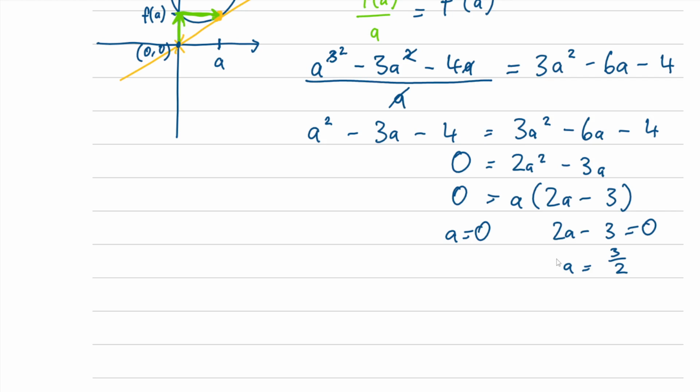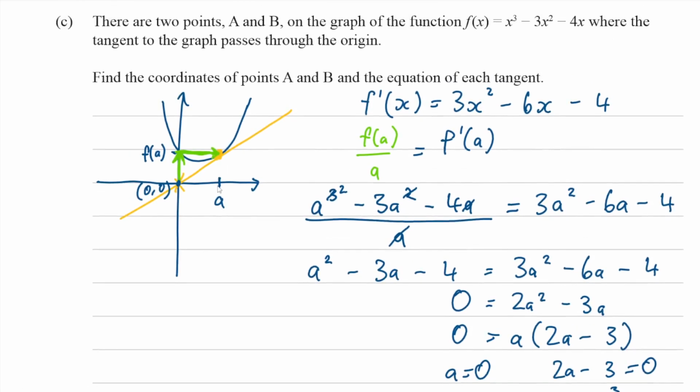Alright, so we found our values for a, and a reminder, a is just the x value of points A and B. We chose that because we restricted the gradient at that point to equal the gradient of the tangent line that goes through the origin. So this green f of a on A only works because it goes through the origin.